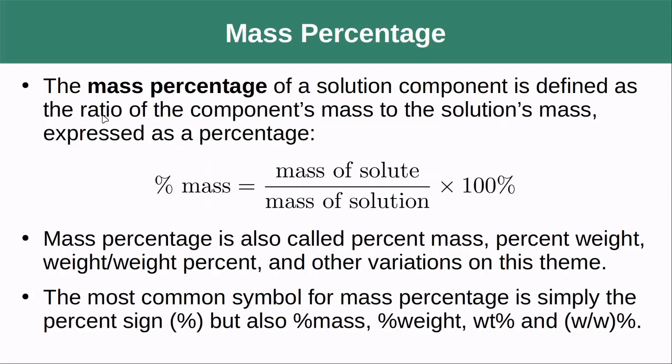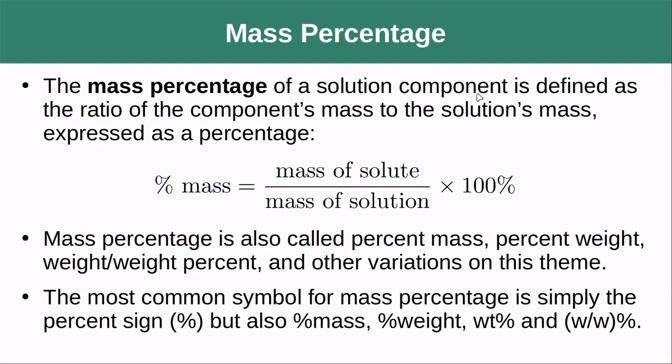So we're going to start off with the most common type of percentage that we see, which is the mass percentage. And we're going to see that really when we talk about percentage, even though we see it a lot on our consumer products, often we're not as clear as we need to be. And I want to show you how that plays out here.